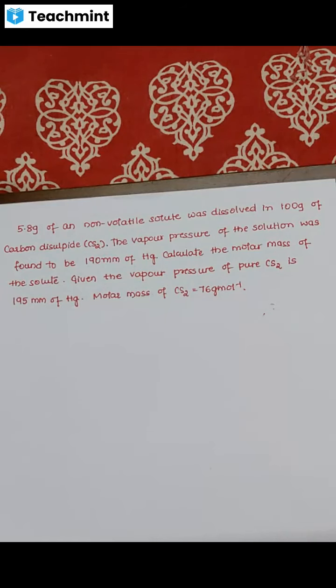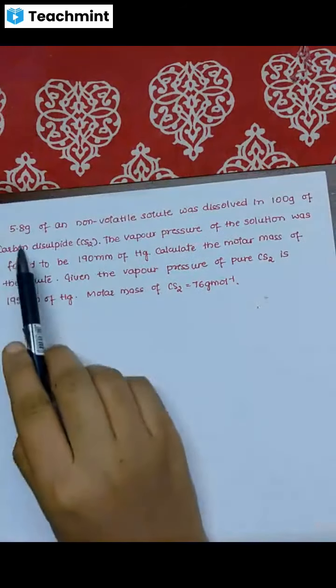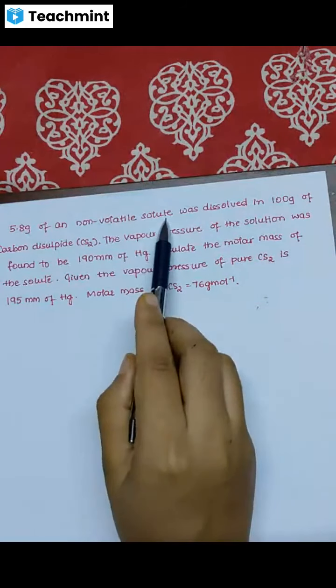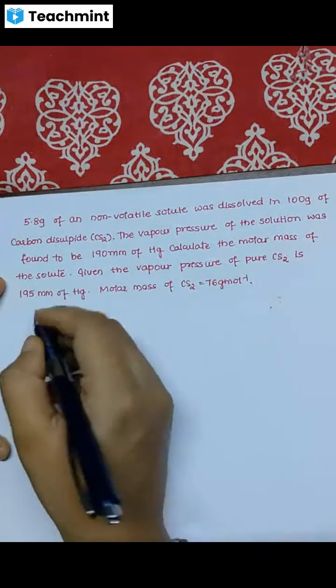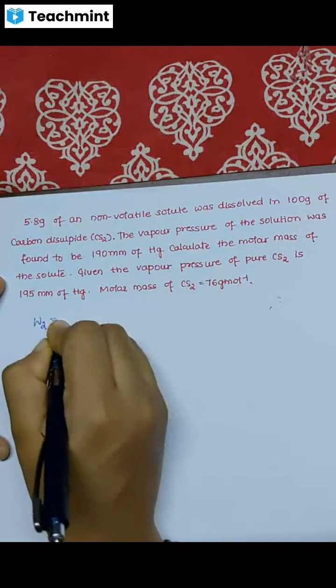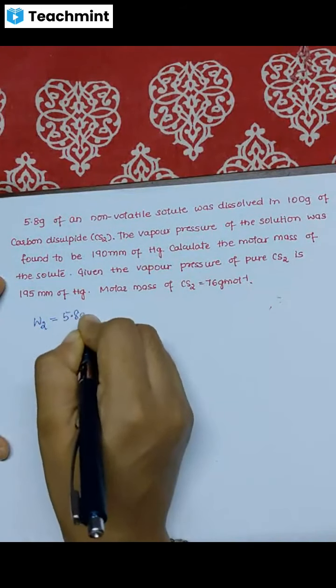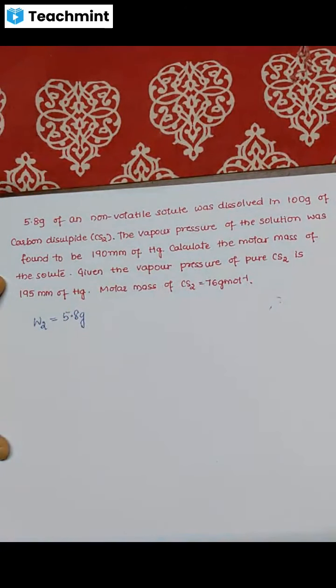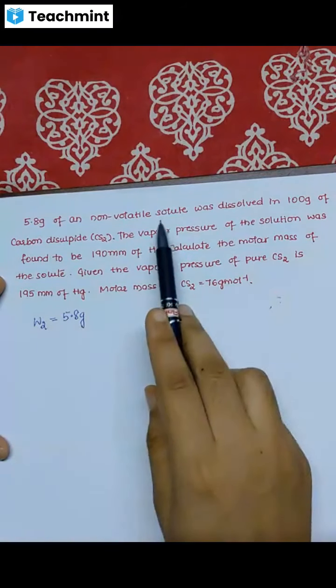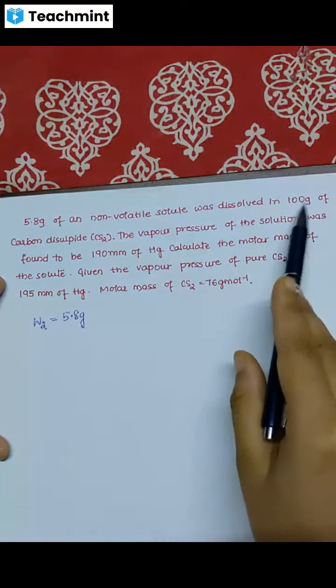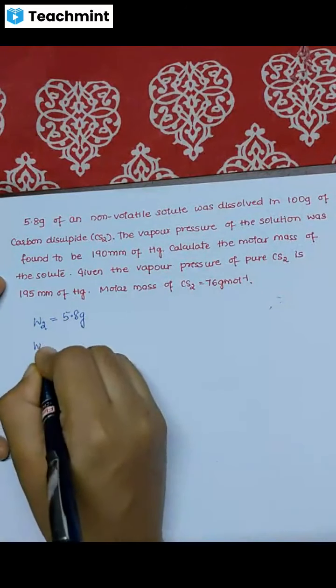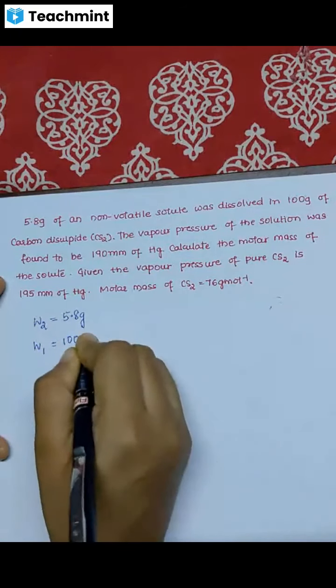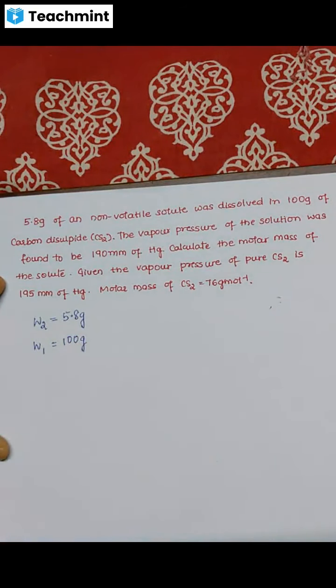In the beginning, it is given 5.8 gram of non-volatile solute. That means they have mentioned that this 5.8 gram is our solute. So the variable given to us is W2, W2 equal to 5.8 gram. Then next, was dissolved in 100 gram of carbon disulfide. If this is the solute, it is dissolved in 100 gram, so this becomes our solvent, that is W1. So we'll take the value of W1 as 100 gram.